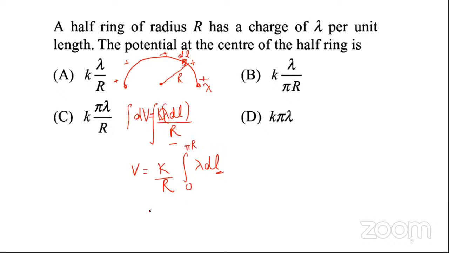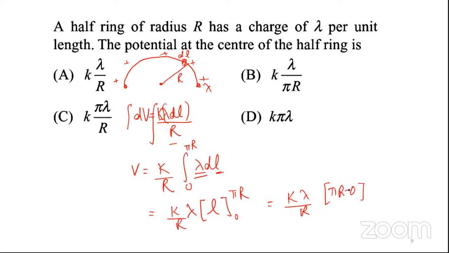Lambda is also constant. We only have to integrate dl, so that becomes L from 0 to pi r, which is k lambda by r into pi r minus 0. So it becomes k lambda pi, which is option D.